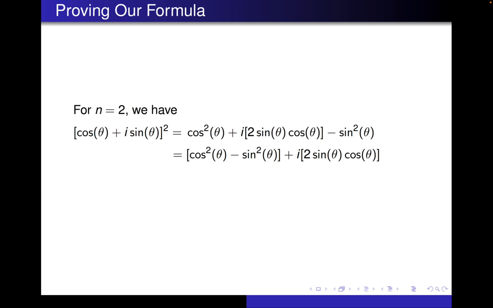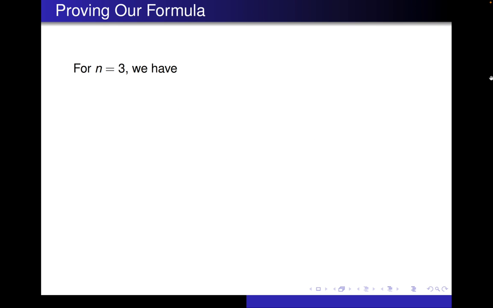The one thing I hope you noticed is that on the left hand side we have exactly the formula for cosine of 2 theta. And very interestingly, on the right hand side behind the i, we have exactly the formula for sine of 2 theta. So we get a fairly nice formula: cosine 2 theta plus i sine 2 theta. So off we go to n equals 3.